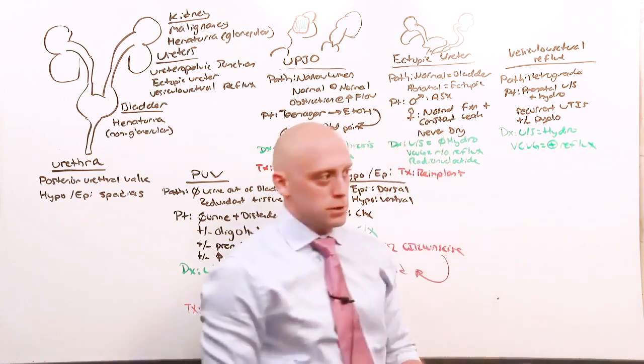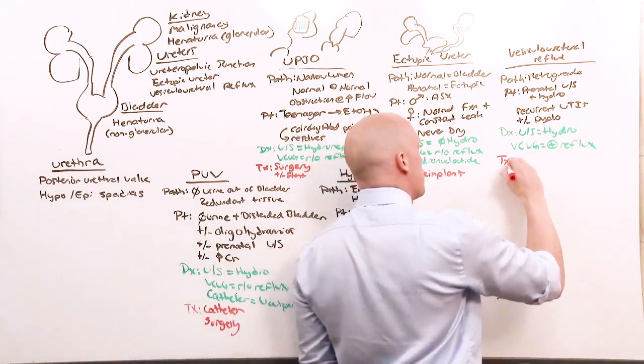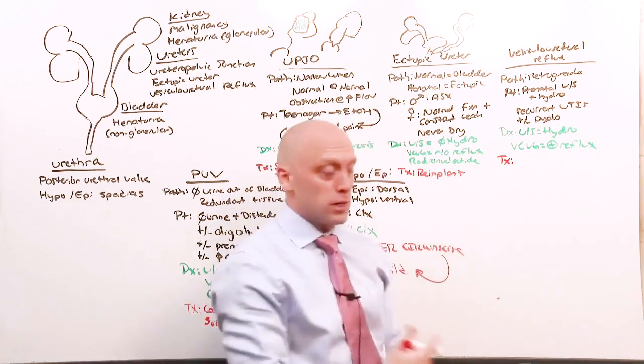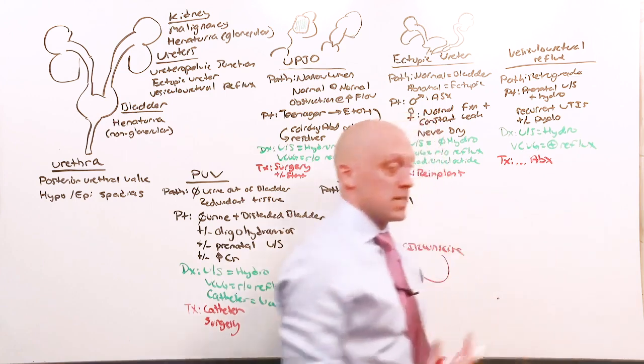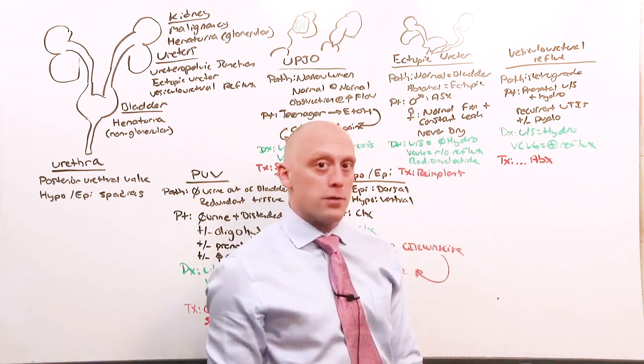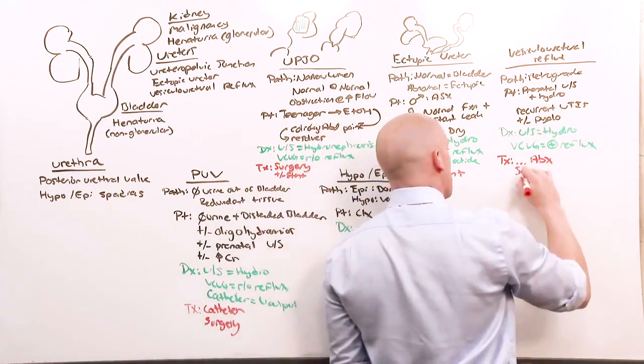Therein lies the diagnosis. To treat it, because as these kids grow, they may actually outgrow the reflux, it is possible to use suppressive antibiotics if it's not that severe and hope they grow out of it. But ultimately, because it's a congenital problem, surgery is going to be the answer.